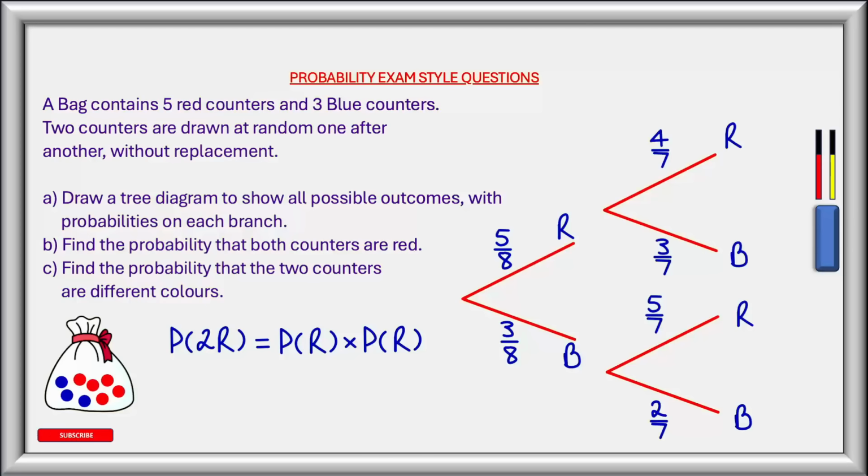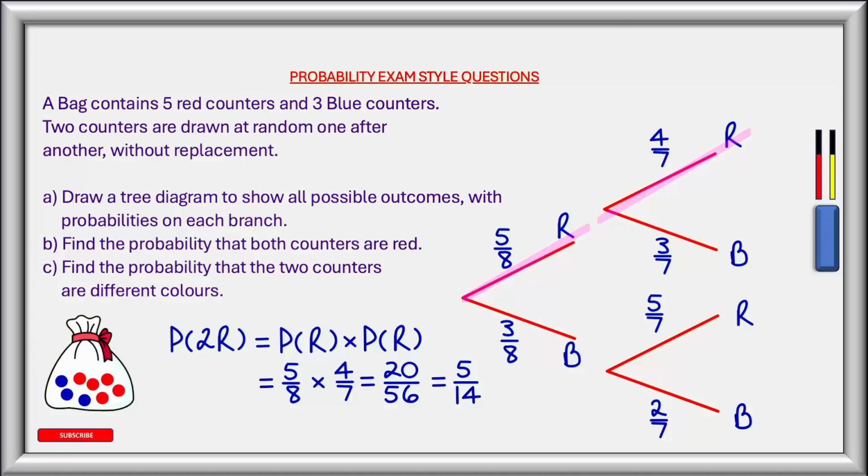And so for part B, the probability that both counters coming out of the bag are red would be this probability multiplied by this probability. And this gives us a total probability of 5/8 multiplied by 4/7, which is equal to 20 divided by 56, which further simplifies to 5 divided by 14.